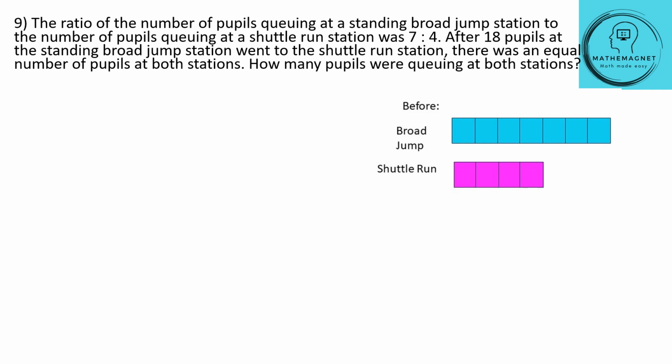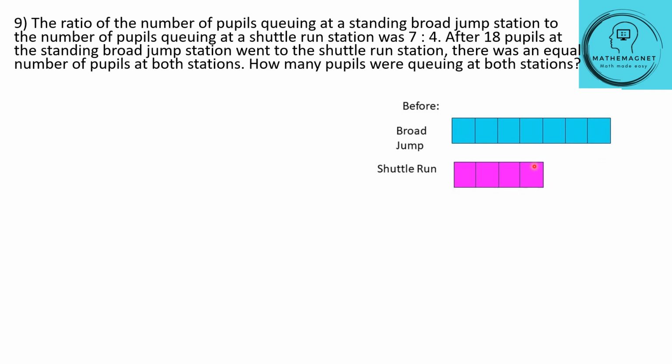Before, Broad Jump station had 7 units and Shuttle Run had 4 units. Now we have to keep this in mind that from this excess 3 units, half of it, half from this excess 3 units at Broad Jump station goes to Shuttle Run station. So half of this excess 3 units becomes 1.5 units, correct? Half of 3 is 1.5. So 1.5 of this excess unit comes to Shuttle Run.